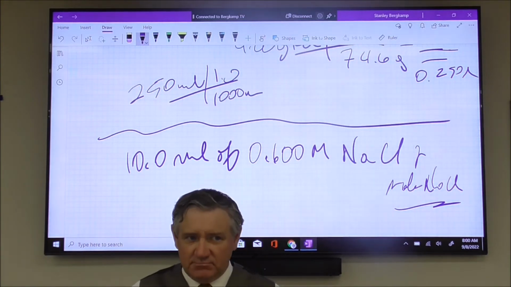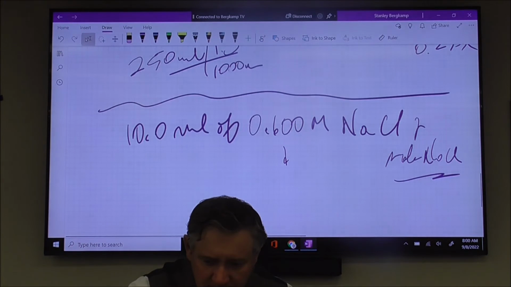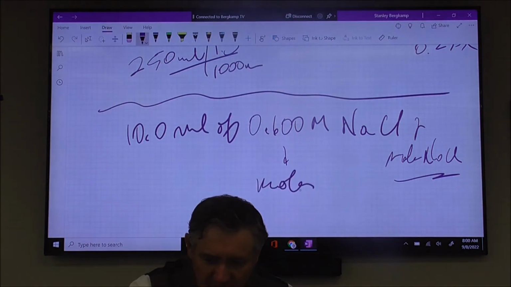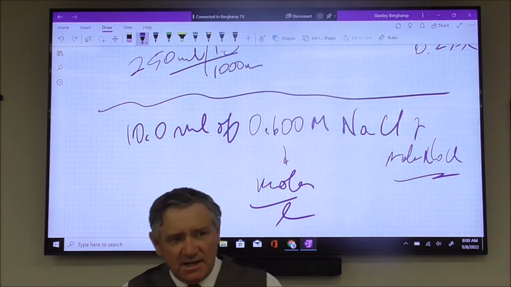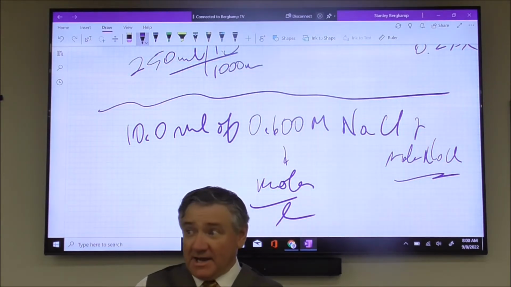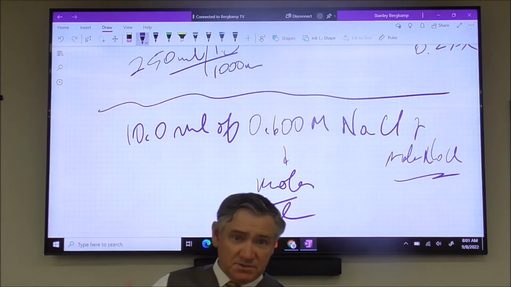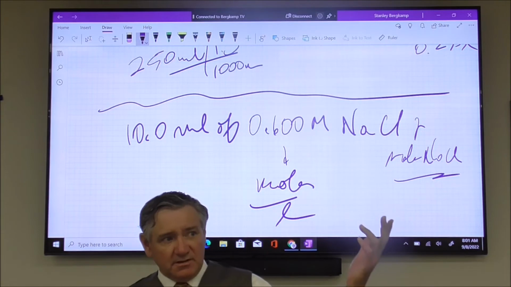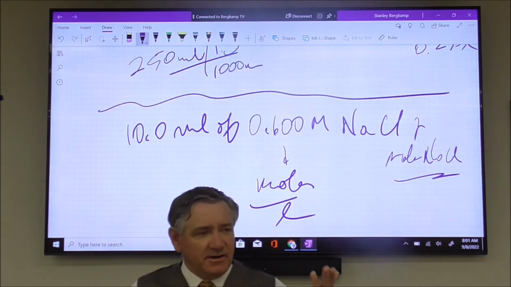That's it. Okay? Moles. But molarity is in what? Moles per liter. So what am I going to have to do to get an answer in moles? Multiply by your liters. Yeah, I got to get rid of the liters. The only way I can undo moles per liter and get rid of the liters is multiply by liters. Okay? That's it.